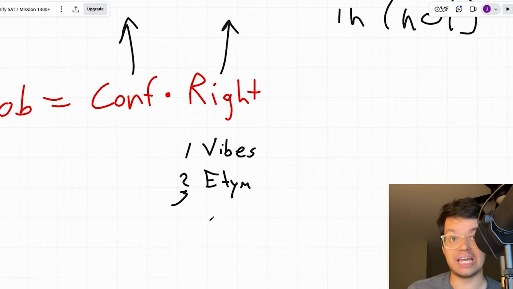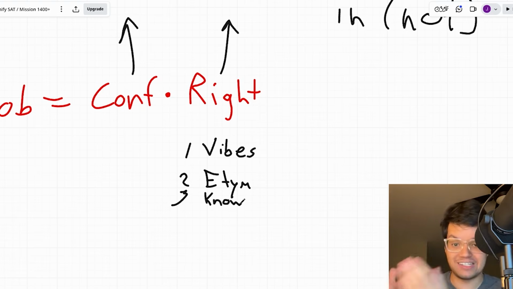And then the third thing is just what you already know. Now, I leave this at third rather than first because I don't want you to feel that you 100% have to know what every single word means. In fact, that's kind of a pipe dream. You're probably not going to be able to understand or at least know for sure what every single word means.